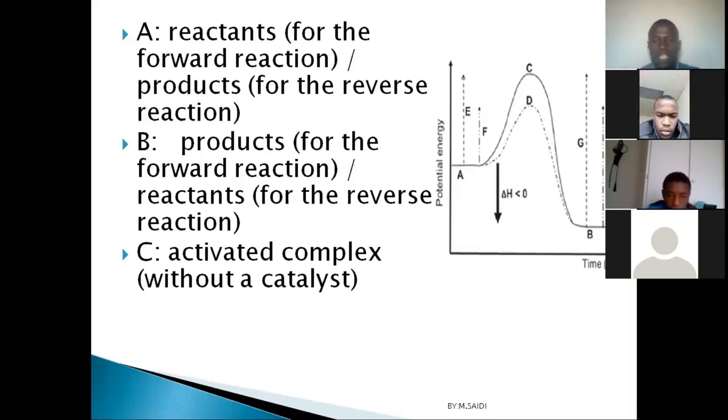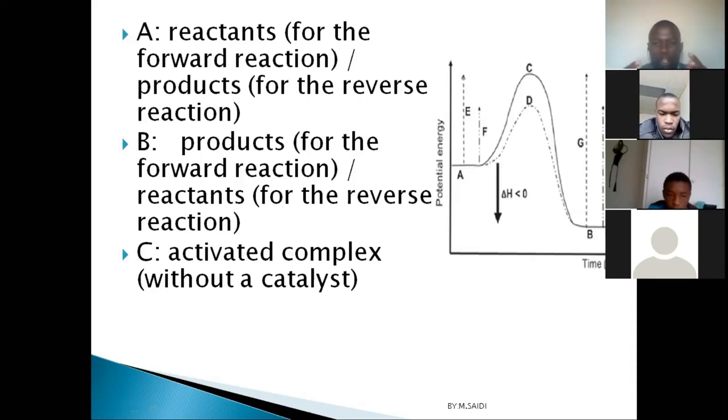The products. But to form a product, you need a specific amount of energy. You can provoke someone, provoke 1, 2, 3, but they can't fight. But the moment the energy is enough, then they fight. So the activation complex is that period when the bonds are almost linked.